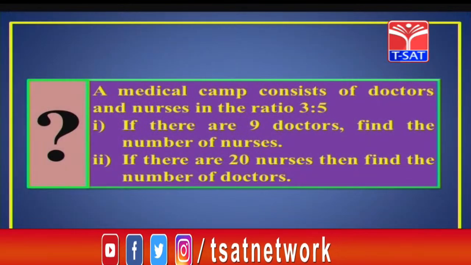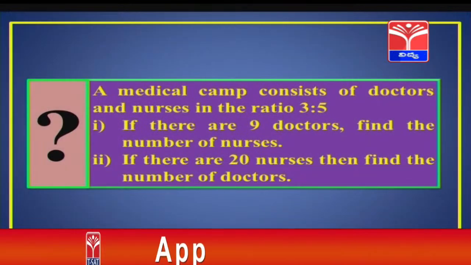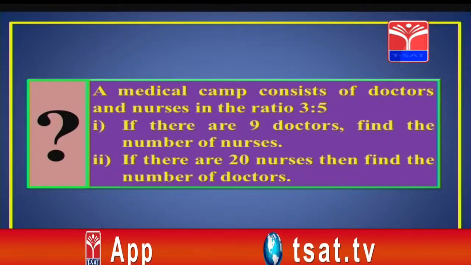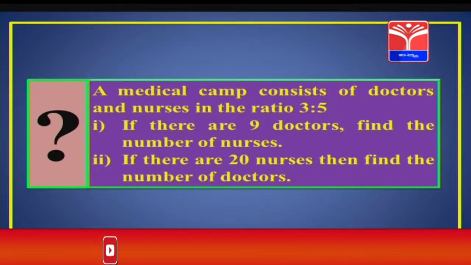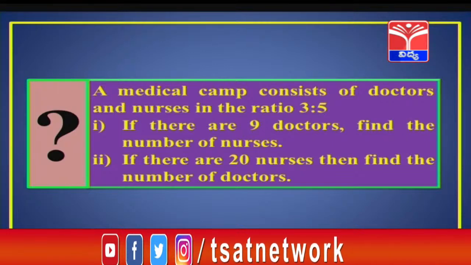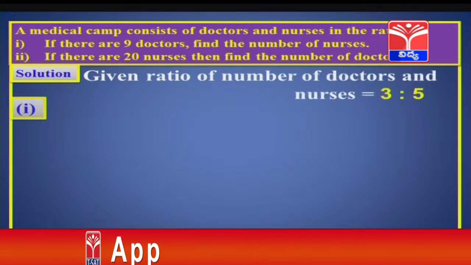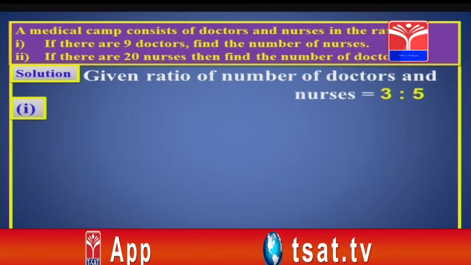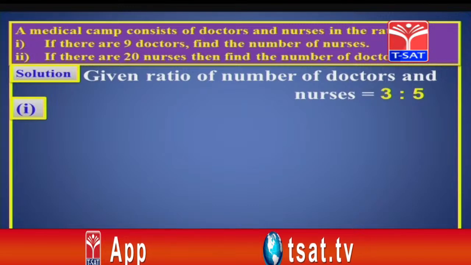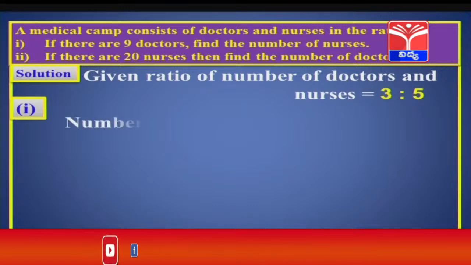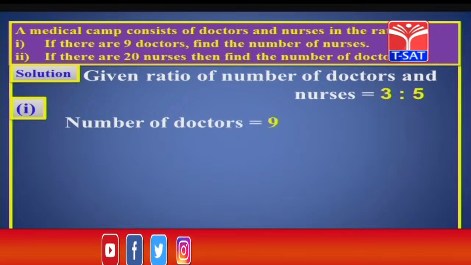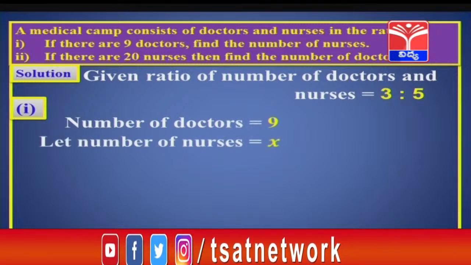A medical camp consists of doctors and nurses in the ratio 3:5. If there are 9 doctors, find the number of nurses. And the second part is, if there are 20 nurses, then find the number of doctors. Let us start with the solution. So, what is given, children? The ratio of number of doctors to the number of nurses is given, that is 3:5. So, in the first case the number of doctors is 9, whereas we have to find the number of nurses. So, we will assume it as x.